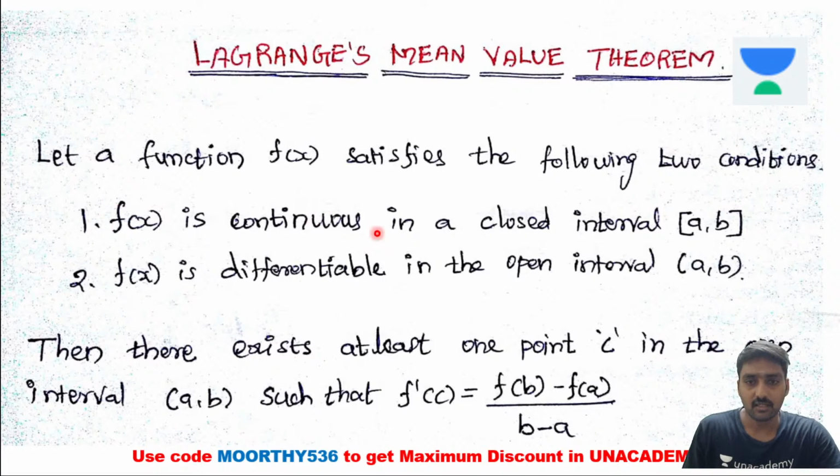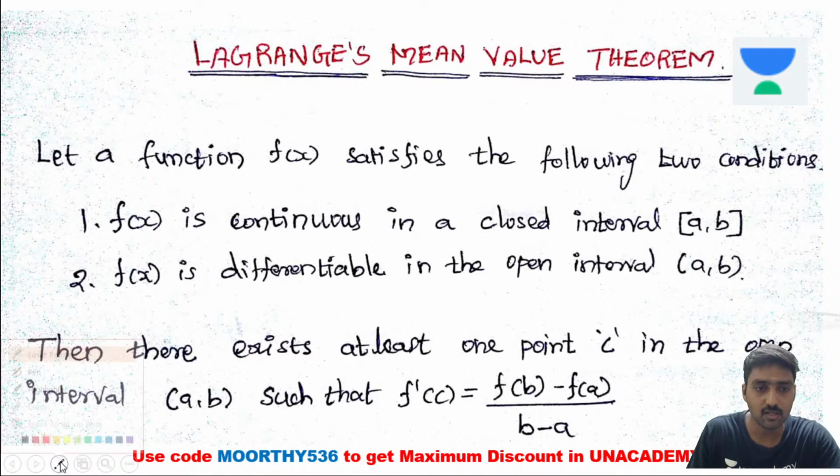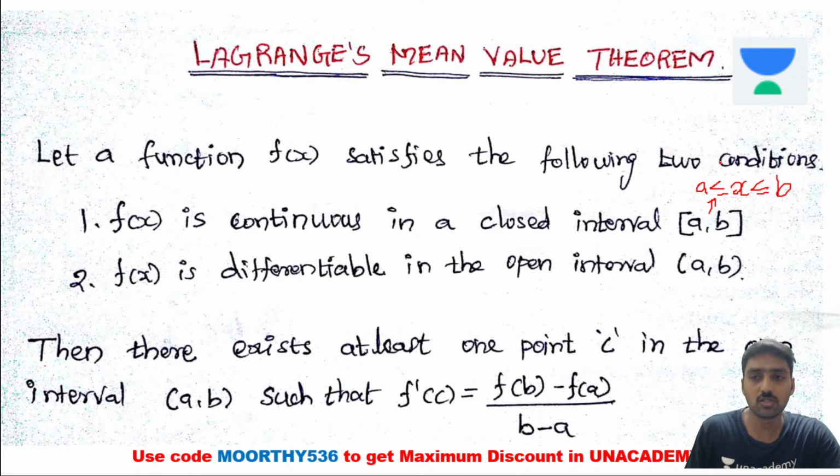f of x is continuous in the closed interval a comma b, and f of x is differentiable in the open interval. So what is the difference between the closed interval and the open interval? In the closed interval, a is less than or equal to x, which is less than or equal to b. It includes the extreme points a and b also, and f must be continuous in the closed interval.